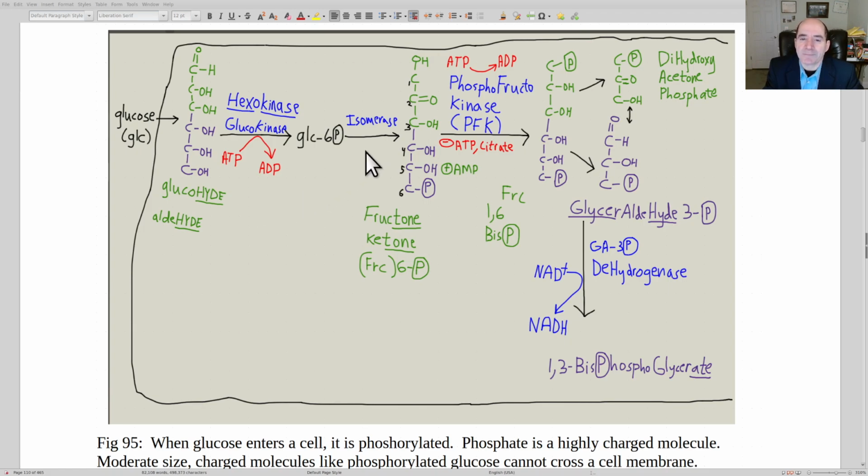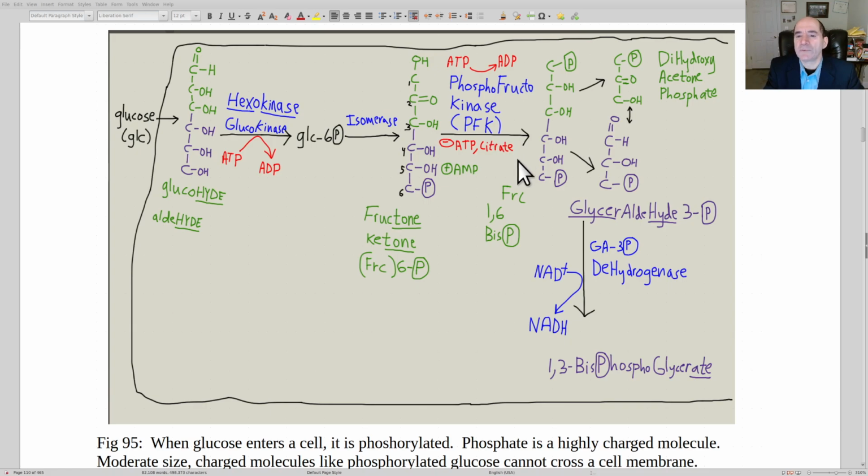Okay, then it gets isomerized into fructose. Fructose is a more symmetric molecule, and I color-coded it all the way through because that's going to make it easier to follow the reactions if you actually care about doing that. But the big point to know is this next step here is called phosphofructokinase, where another phosphate is added. And it's a perfect name, phosphofructo. You're adding a phosphate to fructose. Kinase is an enzyme that adds a phosphate, and it's abbreviated PFK.